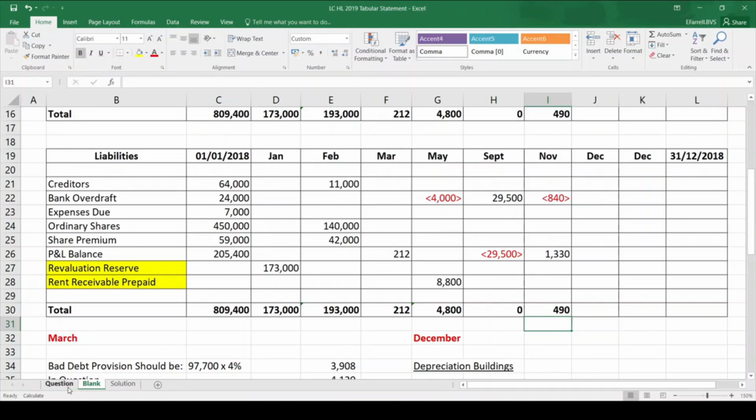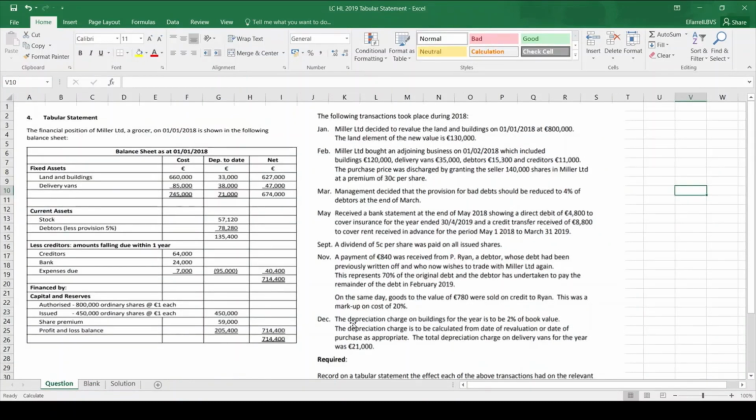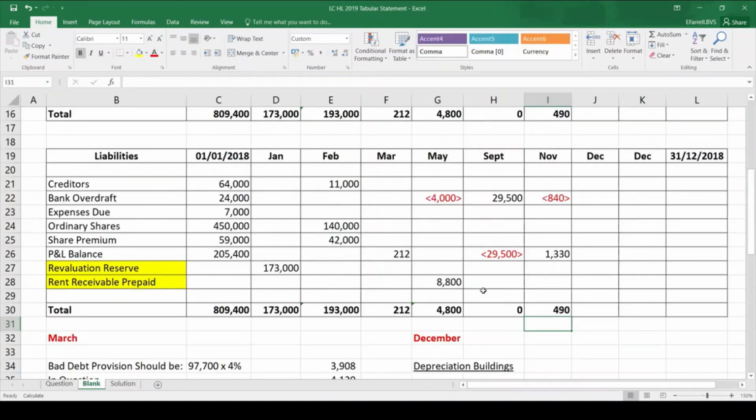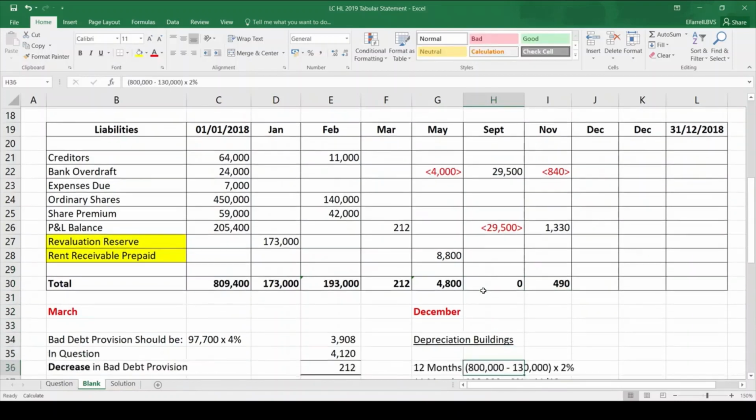So first of all, we're going to work out the depreciation. It says depreciation on buildings is 2% of book value. The depreciation charge is to be calculated from the date of revaluation or date of purchase. And it also tells us that the depreciation for delivery vans is 21,000. So I just need to work out depreciation of buildings first of all. So the depreciation of buildings.